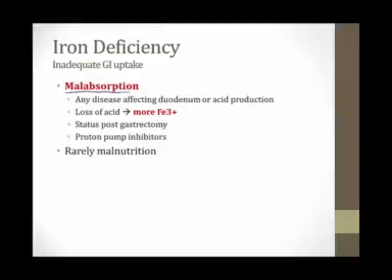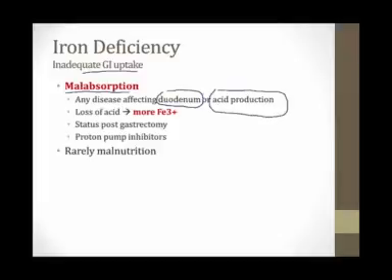Malabsorption is another potential cause of inadequate GI uptake of iron. Any disease process that affects the duodenum can impair iron absorption. That's because iron is absorbed in the duodenum. In addition, any GI process that impairs acid production can potentially lead to underabsorption of iron. This is because when you lose acid, more iron is found in the Fe3+ state, and recall, that is the state that cannot be absorbed by duodenal cells.